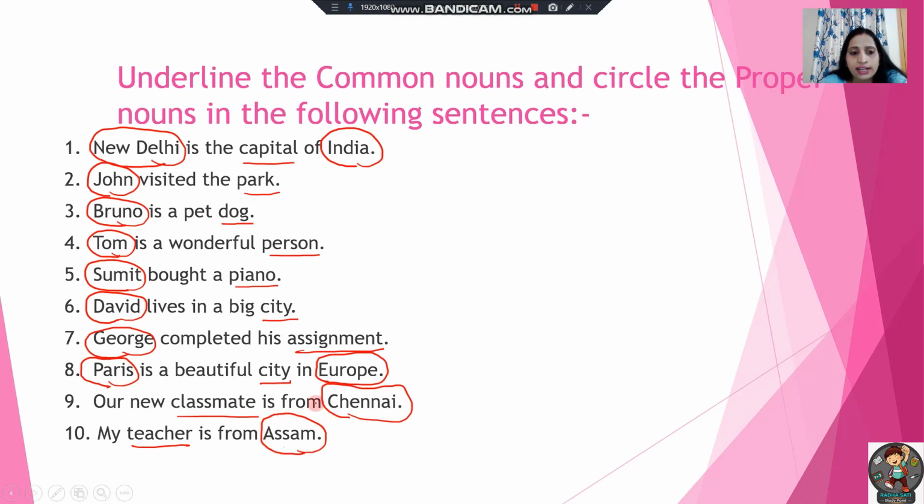So in all these sentences, you can notice that a proper noun starts with a capital letter. Like in New Delhi, N is capital. In John, J is capital. And similarly, in all other proper nouns, the first letter is a capital letter. But in a common noun, the first letter is not a capital letter. These all are small letters. So by this also, you can identify what are common nouns and what are proper nouns. So I hope this will be clear to you now.